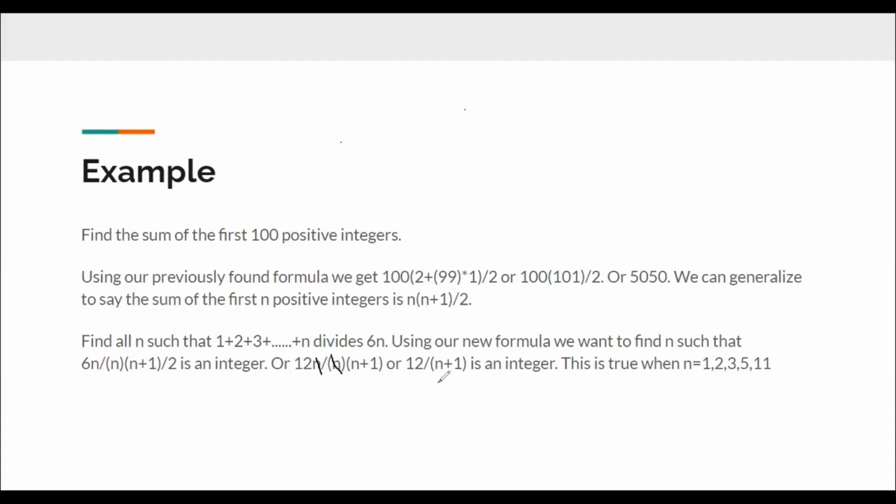Some people will say that n is equal to 0 works because 12 divided by 1 is an integer, but it's actually not going to work because 6n is going to be equal to 0, and the sum will just be 0. So 0 divided by 0 doesn't exist.